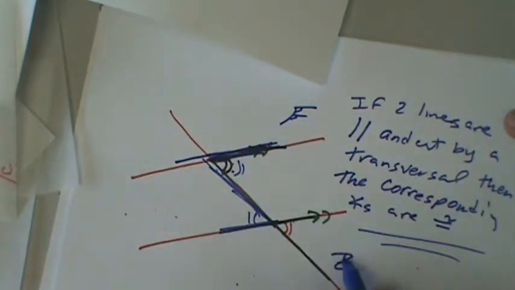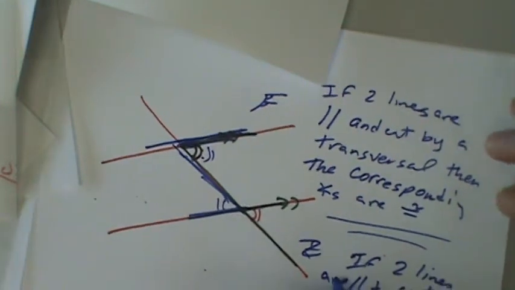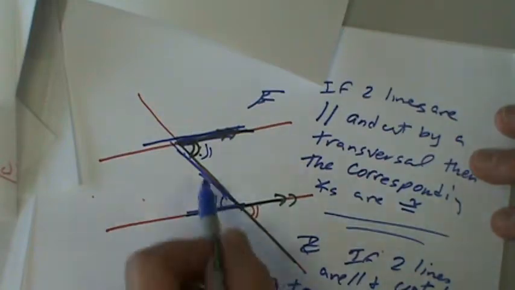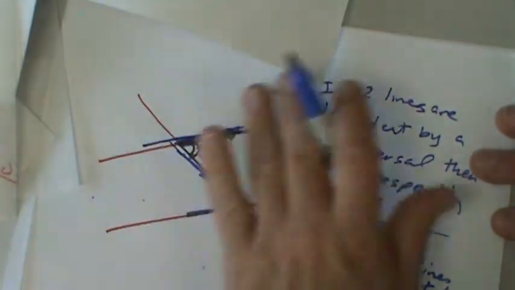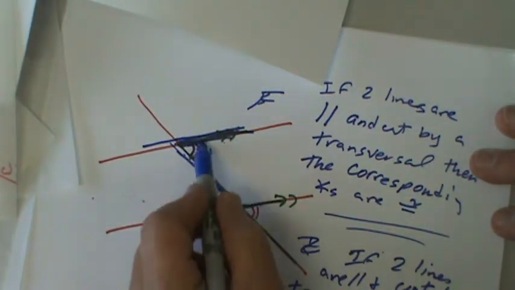And if you look at that Z, notice the words will be, if two lines are parallel and cut by a transversal, then the alternate interior angles are congruent. Let's look at the words. Alternate, one on one side and one on the other. They're alternating. Interior, they're both inside. Angles are congruent.